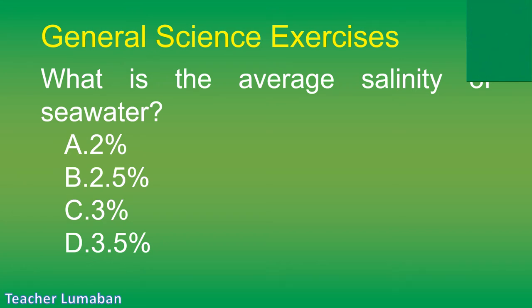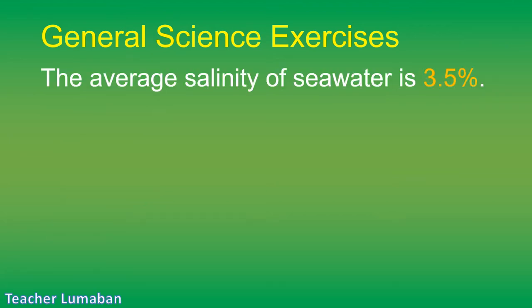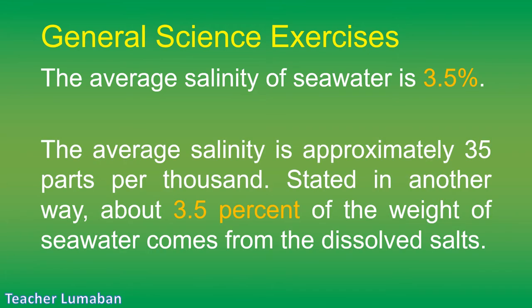The correct answer is the letter D, 3.5%. The average salinity of seawater is 3.5%. The average salinity is approximately 35 parts per thousand. Stated in another way, about 3.5% of the weight of seawater comes from the dissolved salts.